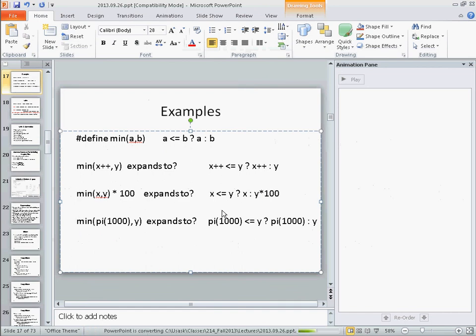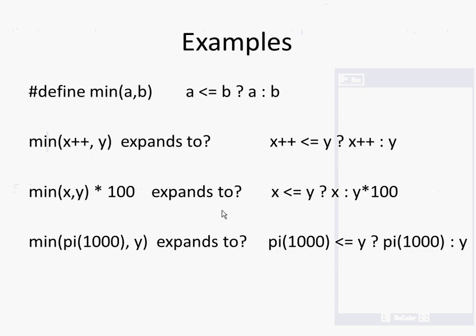This last issue with pi of 1,000, imagine pi is something that computes pi. I would have given it a better name, but there's not space here. So if I have pi here, and this call to a function which computes pi to 1,000 digits, now the minimum of the 1,000th digit of pi and y, what does that expand to? Why could this be a concern, the fact that it expands to this? Twice. Exactly. It's going to go and just do it again.